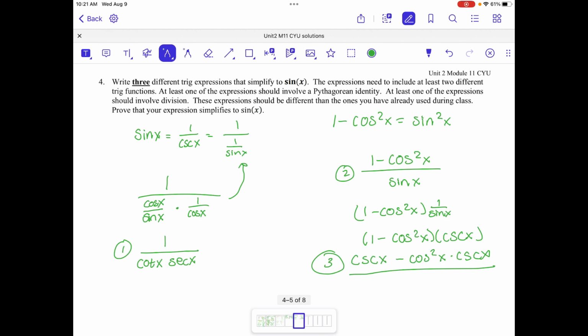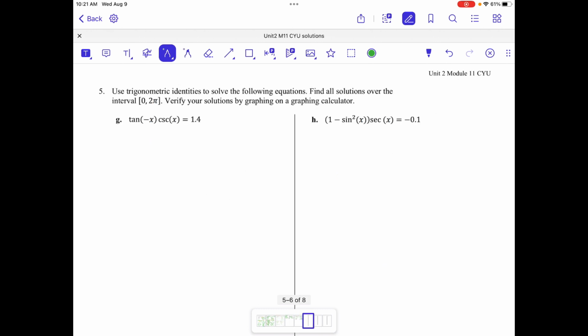I stress again, if you want to see some additional examples, go click on the solutions and you'll see some of the other versions of these expressions you could come up with, and check your own by graphing them. Let's move on to solving some equations with identities.